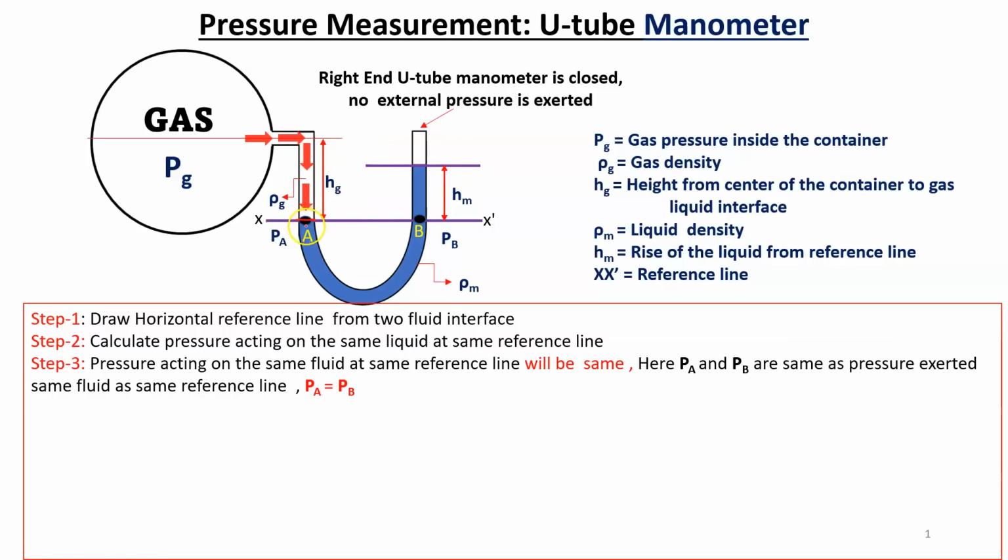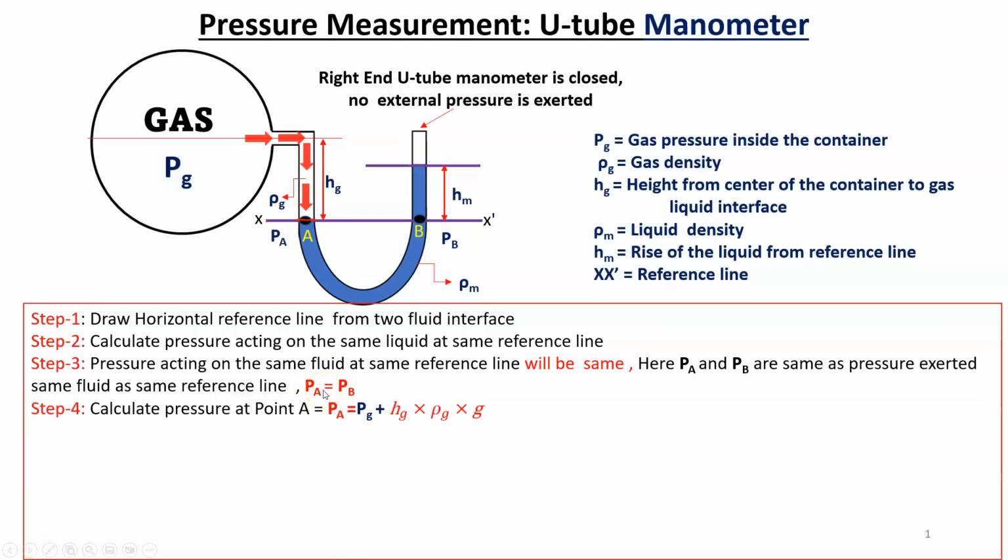Now step 3: pressure acting on the same fluid. Pressure acting on the same fluid, meaning the manometric liquid, in the same reference line will be the same. Whatever pressure is acting on the left hand side, point A, is equal to the pressure acting on the right hand side, point B. Here PA and PB are the same, as pressure is exerted on the same fluid at the same reference line, so we can write PA is equal to PB.